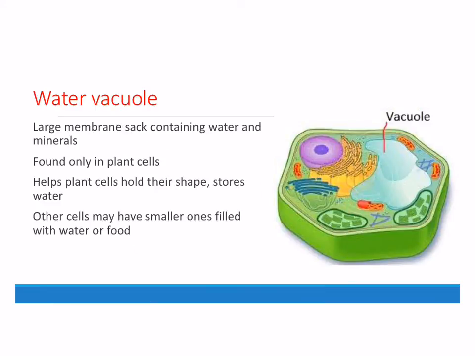And the final organelle, I know it's a lot of them, but we'll spend time in class talking about it, is the water vacuole. Now this is a very large membrane sac that has water inside and also minerals. This is found only in plant cells, not in animal cells, this large water vacuole. Its job is to help plant cells hold their shape. It's also a place where they can store water. Now, some animal cells may have smaller ones filled with water or food, and we may call that a vacuole, but not a water vacuole or a large vacuole. So those are your cell organelles of eukaryotic cells that you need to know.